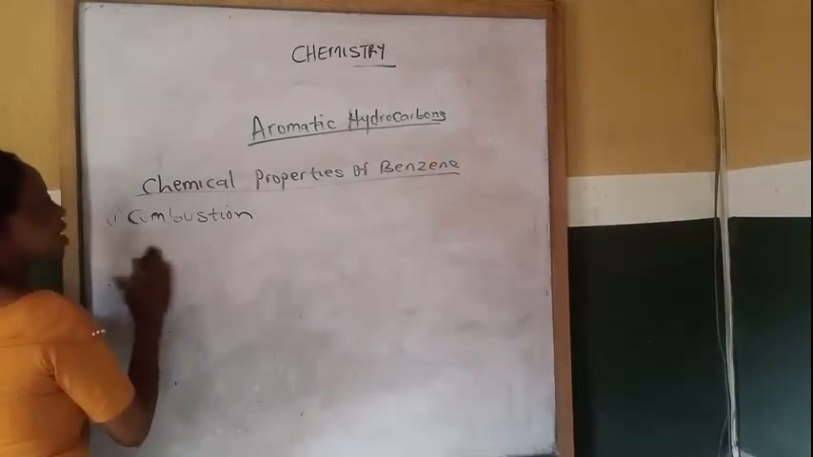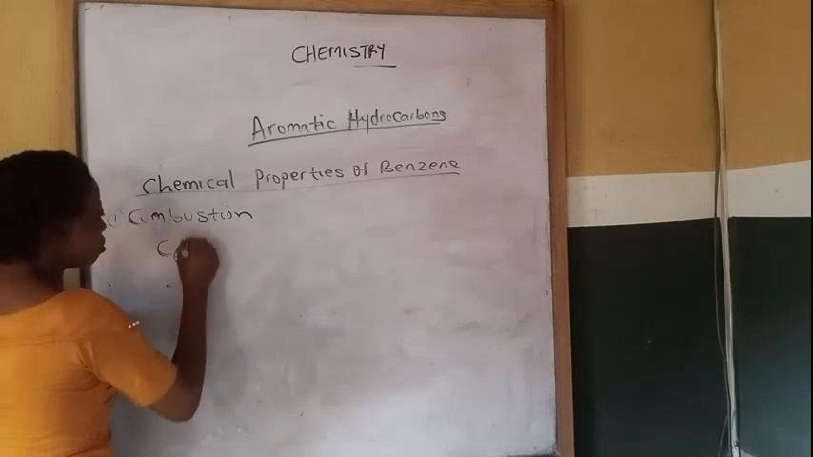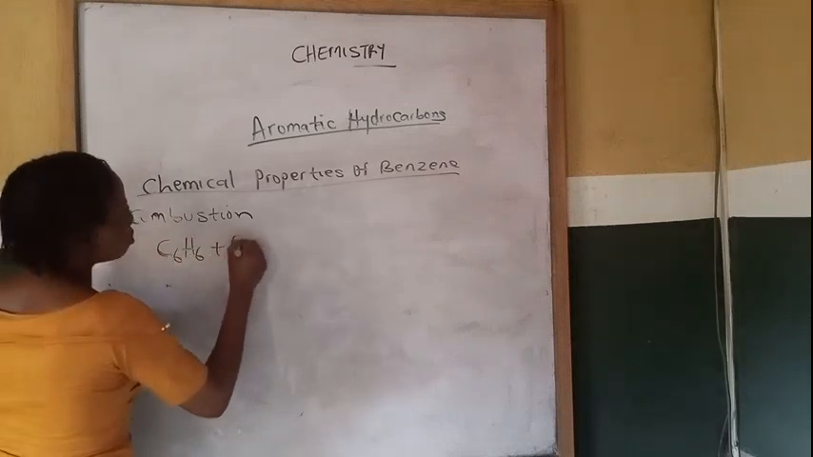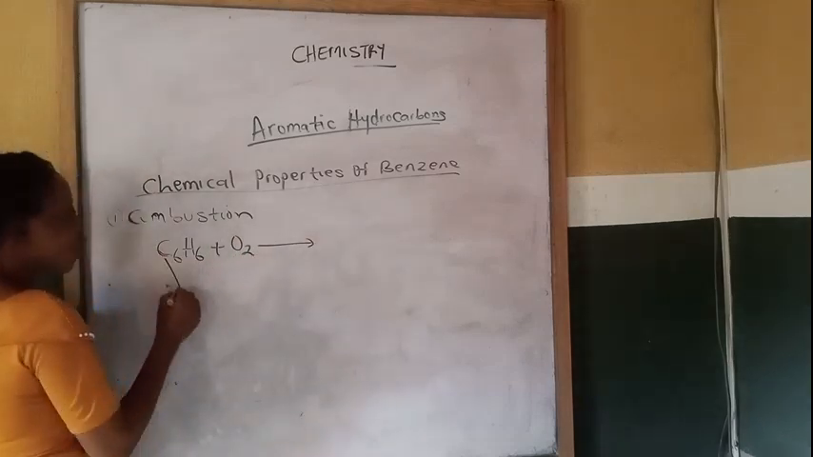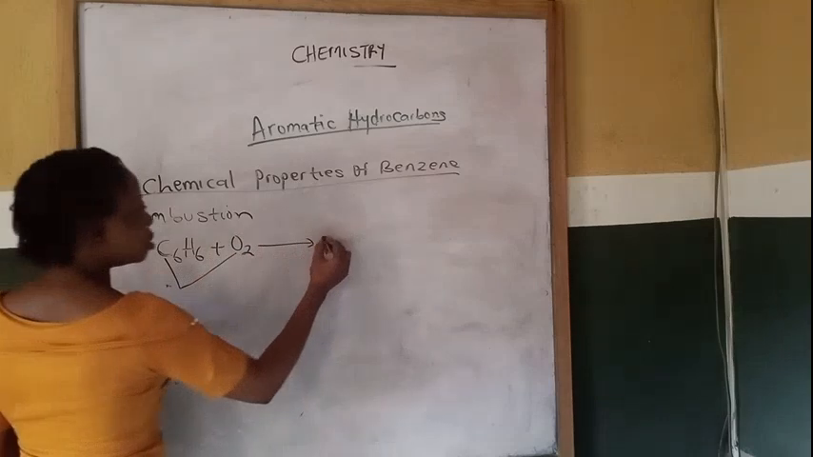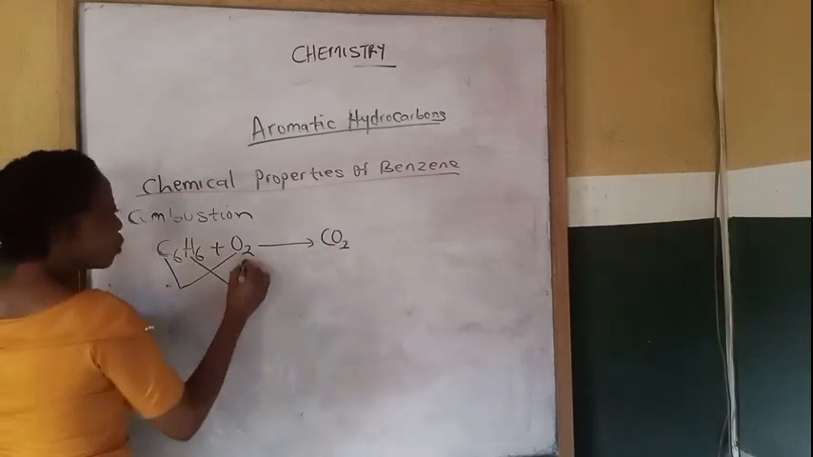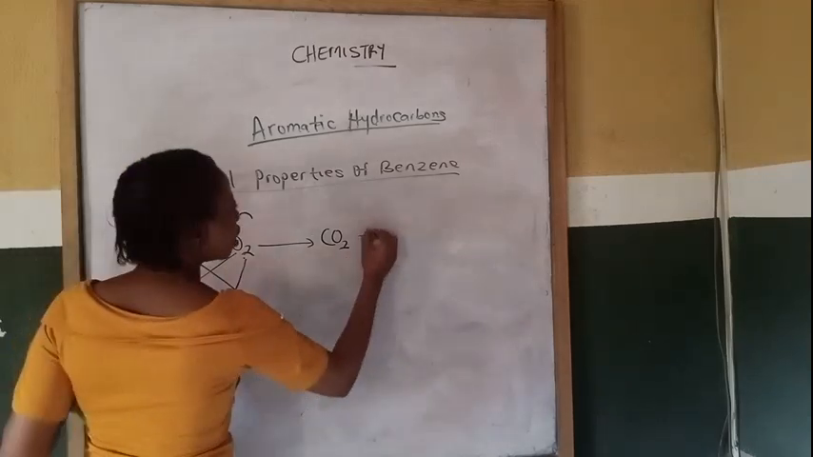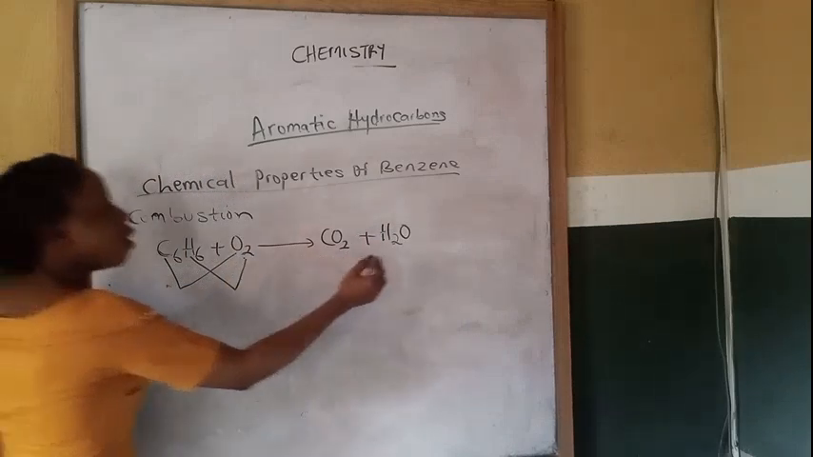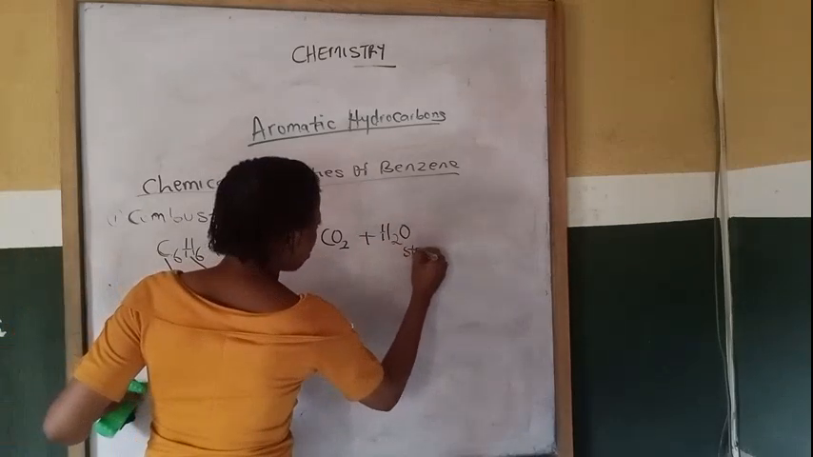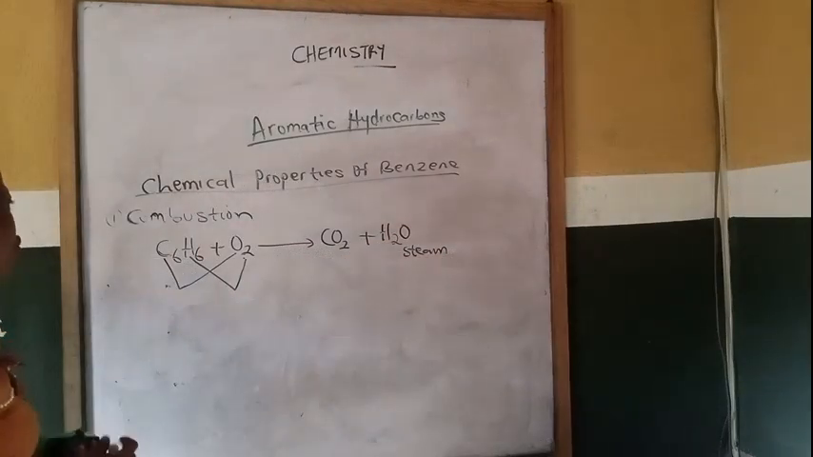So let's see the chemical reaction between benzene and oxygen. Now we're going to form our product. Carbon will react with oxygen to give you carbon 4 oxide. Then hydrogen combines with oxygen to give you H2O. So our product is carbon 4 oxide and steam. So that is the first chemical reaction.